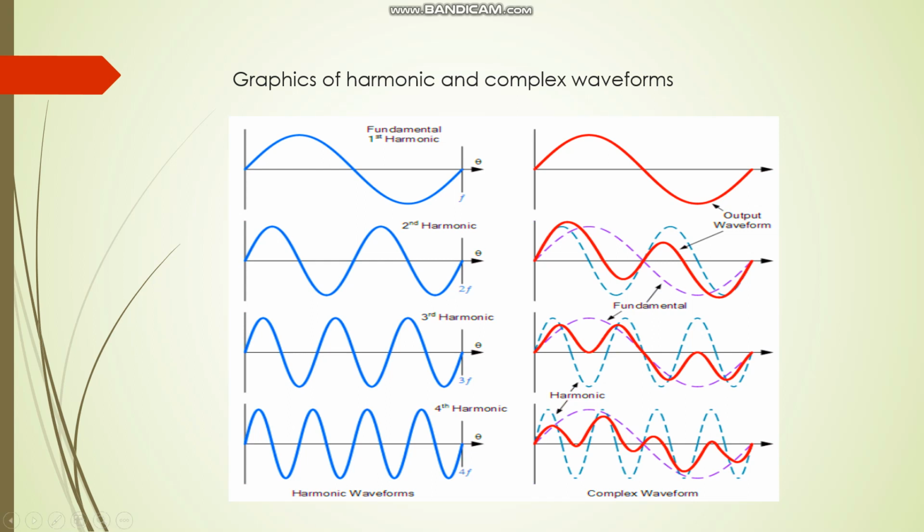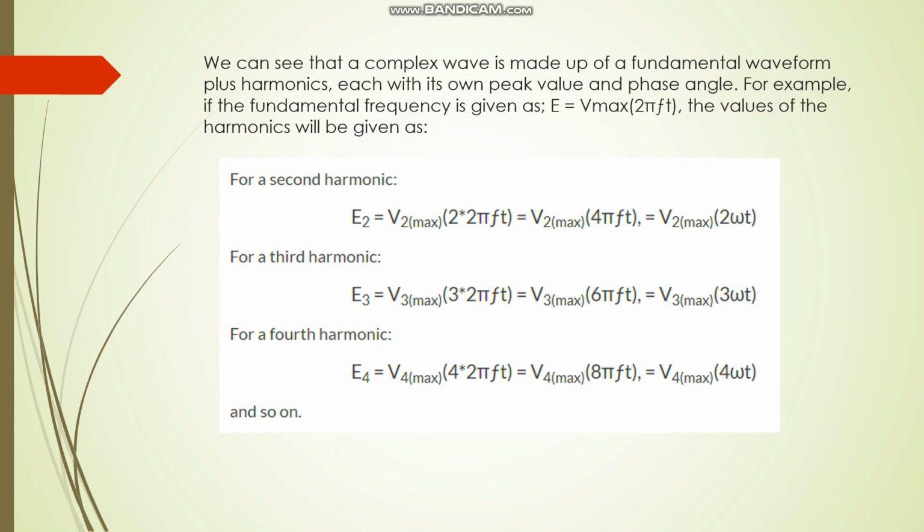We can see that a complex wave is made up of a fundamental waveform plus harmonics, each with its own peak value and phase angle. For example, if the fundamental frequency is given like this, the values of the harmonics will be given like this, and we can find the harmonics with this equation.